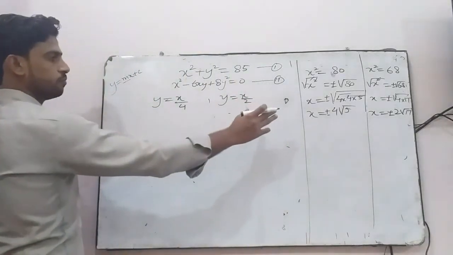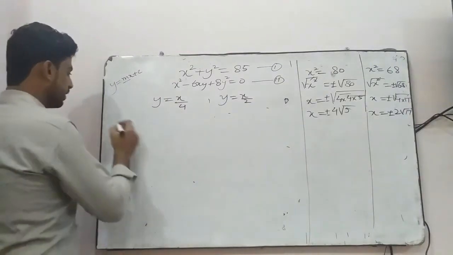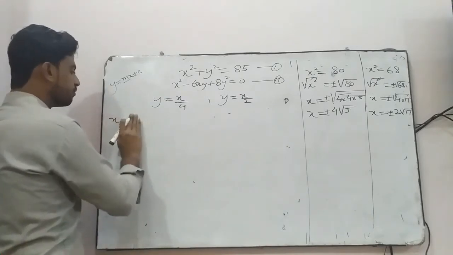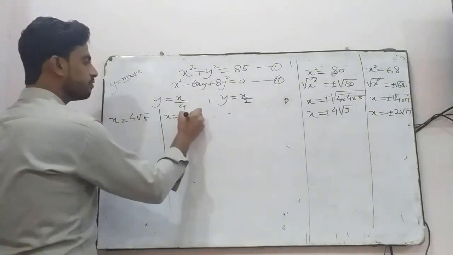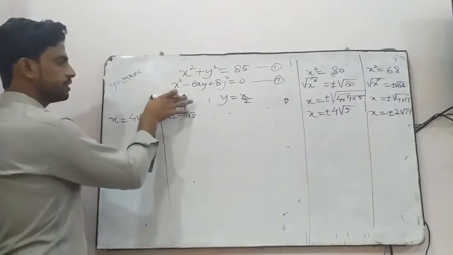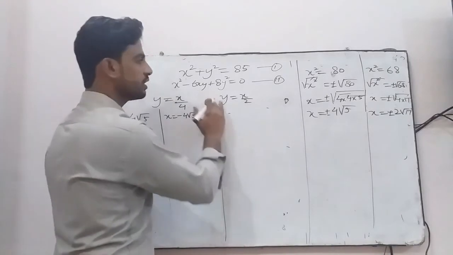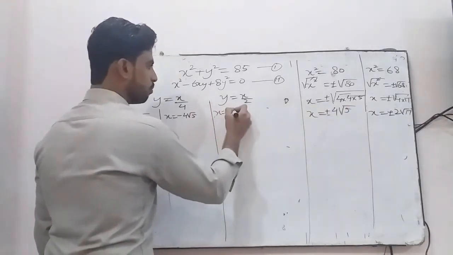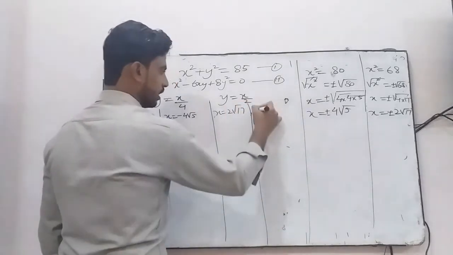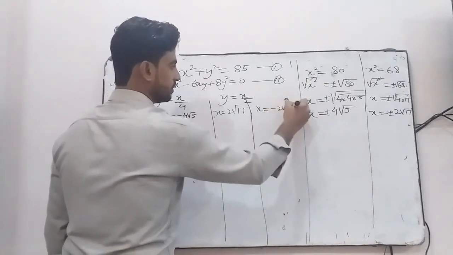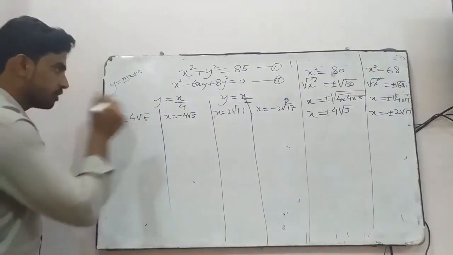So our x is equal to positive negative 4√5. So our y is equal to x upon 4. There would be two values of y. First x is positive 4√5. Another value is x equals negative 4√5. So these would be put in this system. And for this system, we just put those values: x equals positive 2√17, another is x equals negative 2√17. So these two values are for this system, and these two values are for this equation.